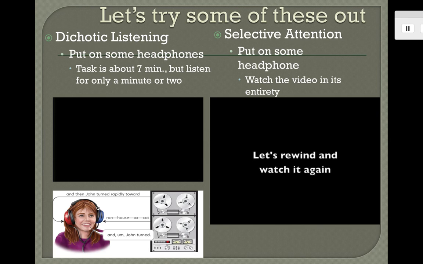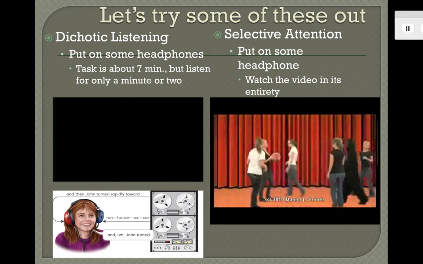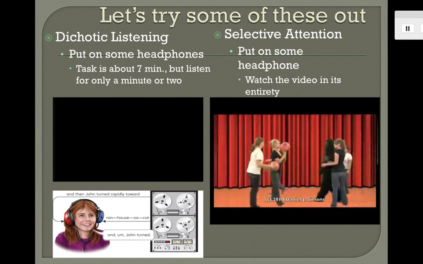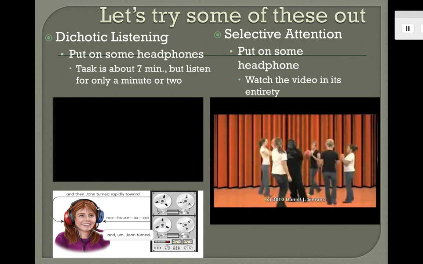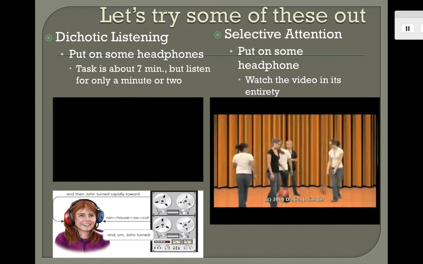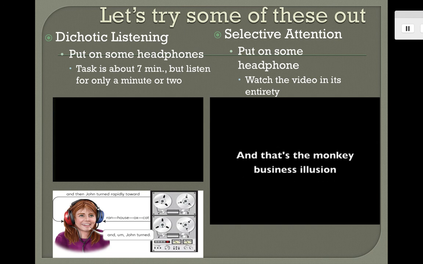Let's rewind and watch it again. Here comes the gorilla, and there goes a player, and the curtain is changing from red to gold. When you're looking for a gorilla, you often miss other unexpected events. And that's the monkey business illusion.